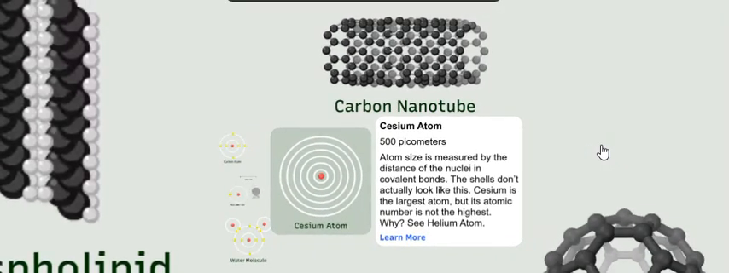Cesium atom, 500 picometers. Atom size is measured by the distance of the nuclei in the covalent bonds. The shells don't actually look like this. The cesium is the largest atom, but its atomic number is not the highest, at only 55. Why? Well, you saw helium, see helium atom.